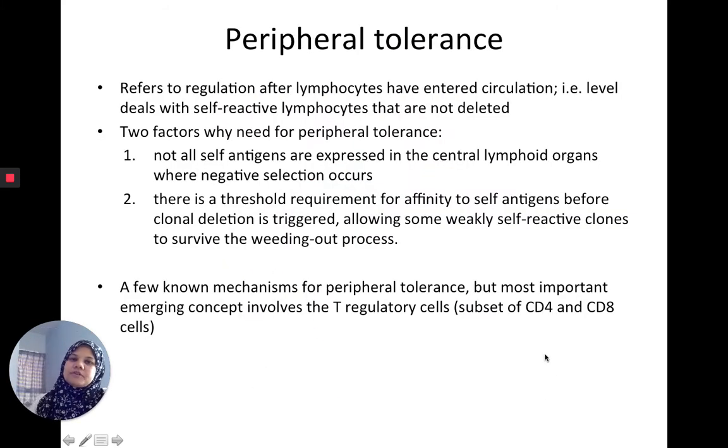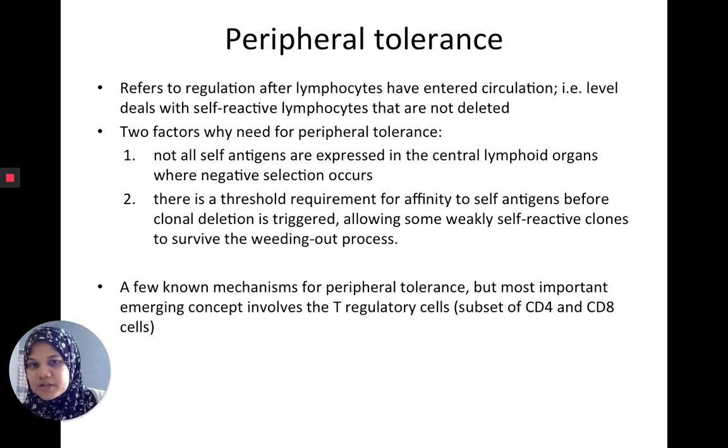So the peripheral tolerance refers to the regulation of lymphocytes after they've entered circulation. So in the event that you have self-reactive lymphocytes that were not deleted for some reason, you have peripheral tolerance to help top up. So why do we need it? Because, as I just mentioned, not all self-antigens are expressed in the central lymphoid organs where negative selection occurs. So you will have some self-reactive lymphocytes that enter the circulation.